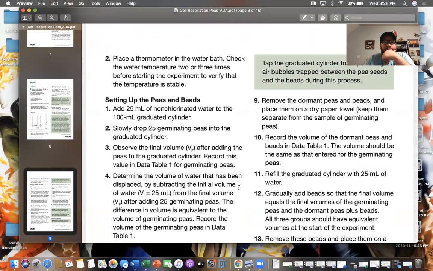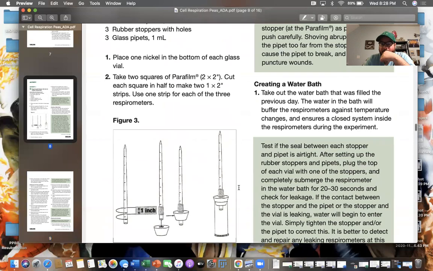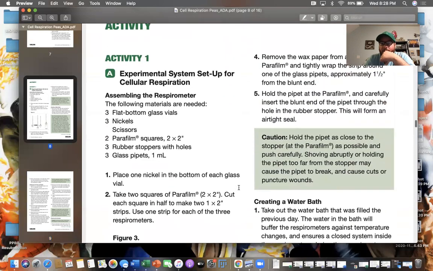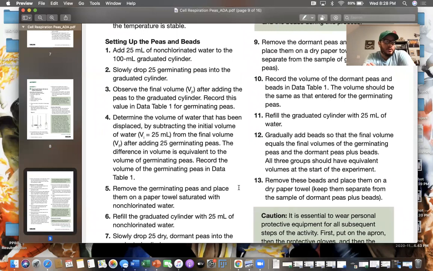So setting up, well, hold on, am I supposed to be doing this? We're supposed to prep all of them? No, just says prep one for now. Okay. All right, so setting up the peas and beads. Add 25 milliliters of non-chlorinated water to the 100 milliliter graduated cylinder. Slowly drop 25 germinating peas into the graduated cylinder. All right, so I need non-chlorinated water and my germinating peas.